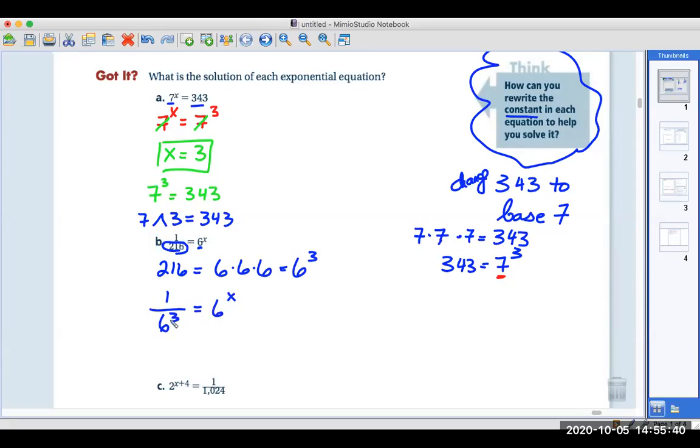So now we cannot just drop it out because this right here is in the way. But I know that that's 6 to the power of negative 3. So anytime you have a fraction like this, you're going to get a negative exponent. Look at lesson 5.1 again. Bases are the same, drop them out, and therefore x has to be negative 3. Exponents are equal.